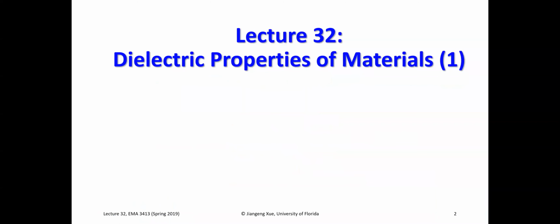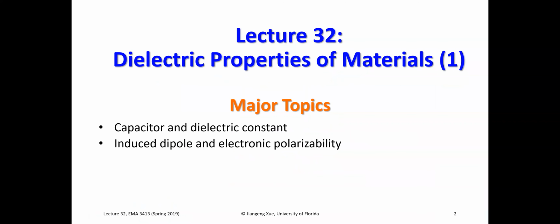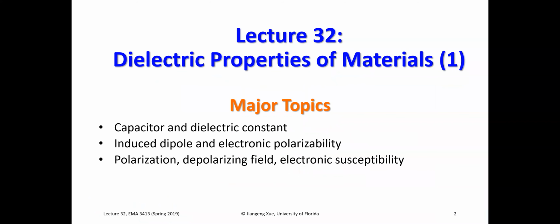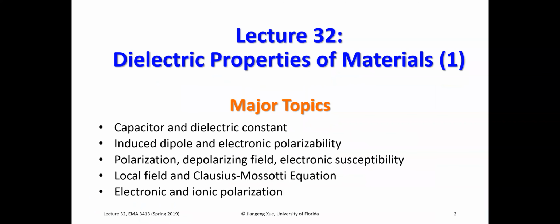Lecture 32 is our first lecture on dielectric properties of materials. In this lecture, we talk about a number of things related to the dielectric response of materials, such as dielectric constant, polarizability, polarization, depolarizing field, electronic susceptibility, and we talk about the Clausius-Mossotti equation to calculate the dielectric constant, and finally we talk about the first of two polarization mechanisms, electronic and ionic polarization.